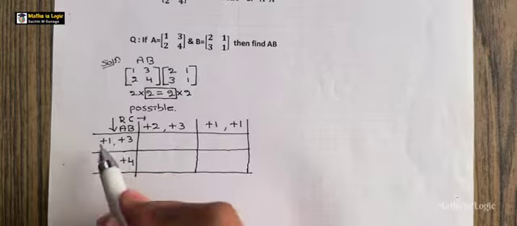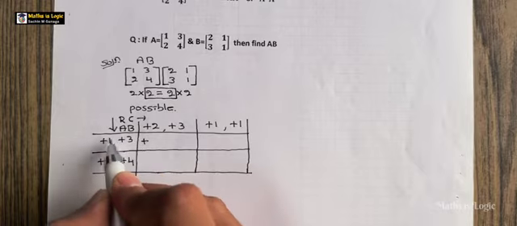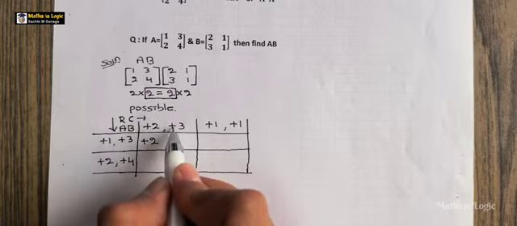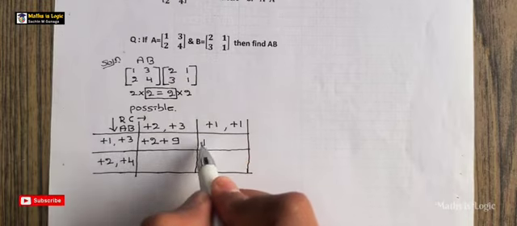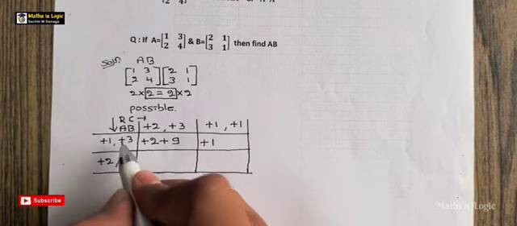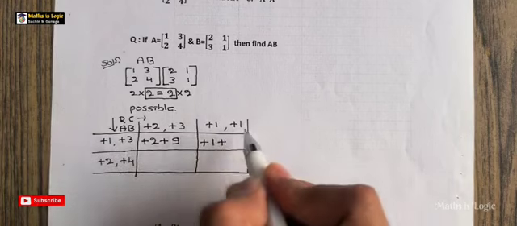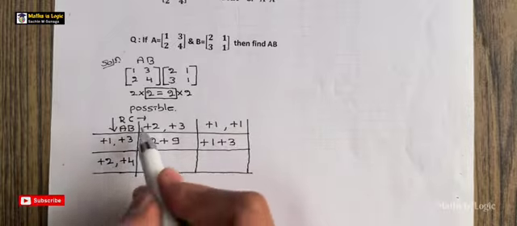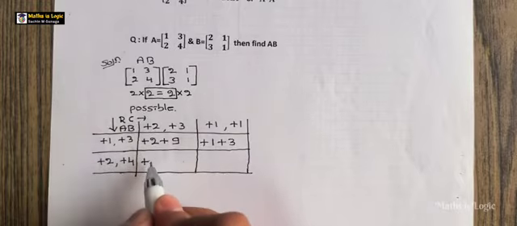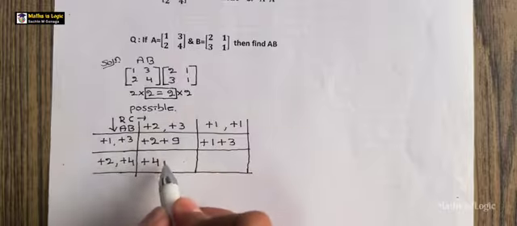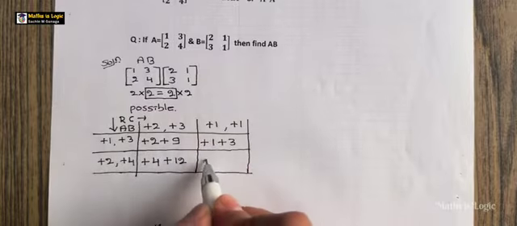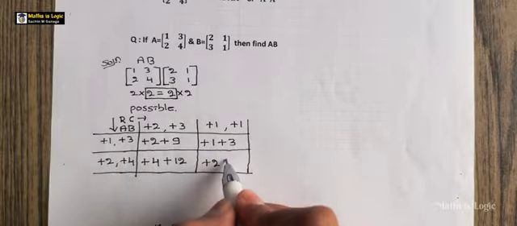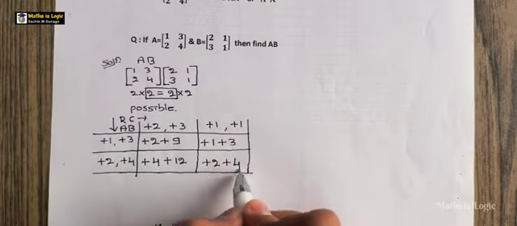Now do the multiplication. Plus into plus is plus, 1 into 2 is 2, plus into plus plus 3 into 3 is 9, plus into plus plus 1 into 1 is 1, plus into plus plus 3 into 1 is 3, plus into plus plus 2 into 2 is 4, plus into plus plus 4 into 3 is 12, plus into plus plus 2 into 1 is 2, plus into plus plus 4 into 1 is 4.